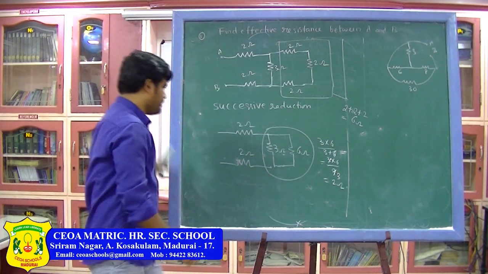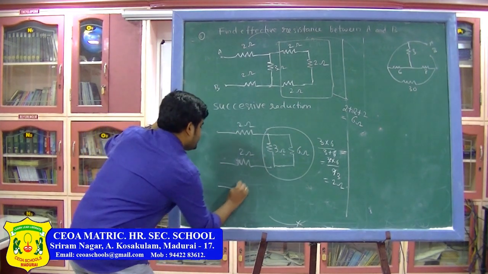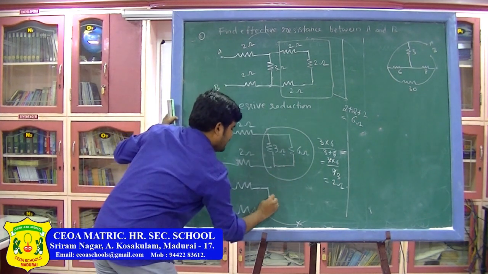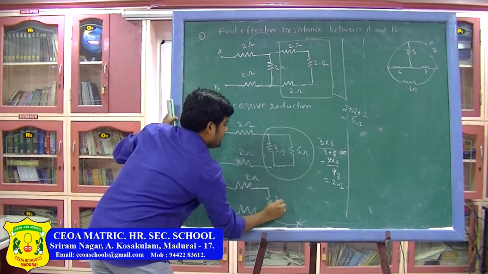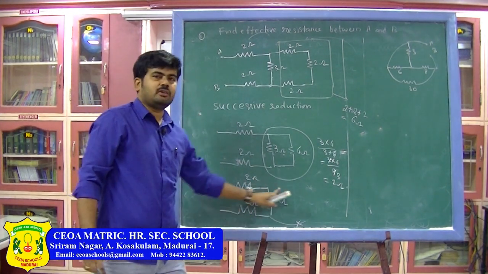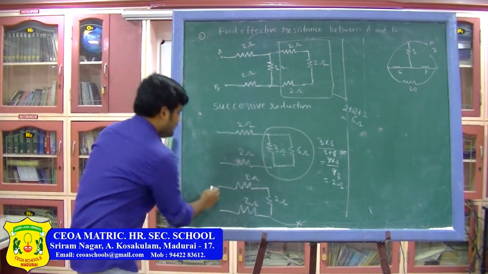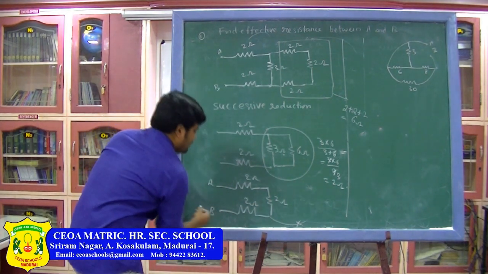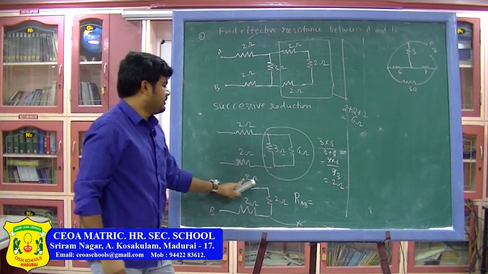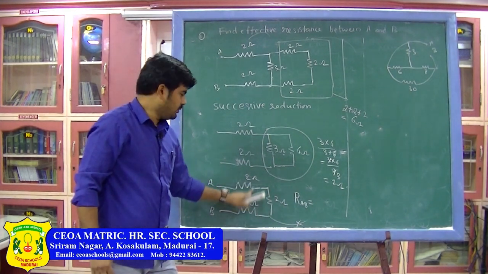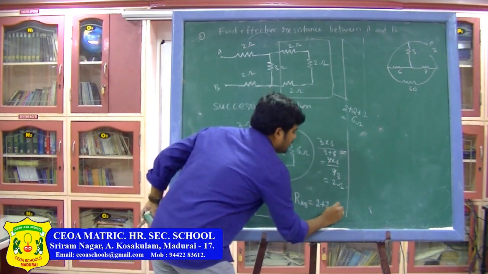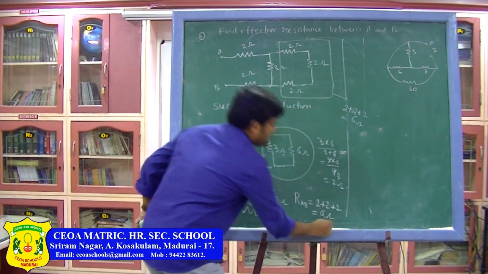Now again redraw the circuit. So we have 2 ohm resistors and this value is 2 ohm again. Now finally we arrived at the last part of the circuit, that is there are three resistors each of value 2 ohm and they are in series between the points A and B. So the resistance between points A and B is 2 plus 2 plus 2, because they are all in series, which will be 6 ohm. So that is the answer for this problem.